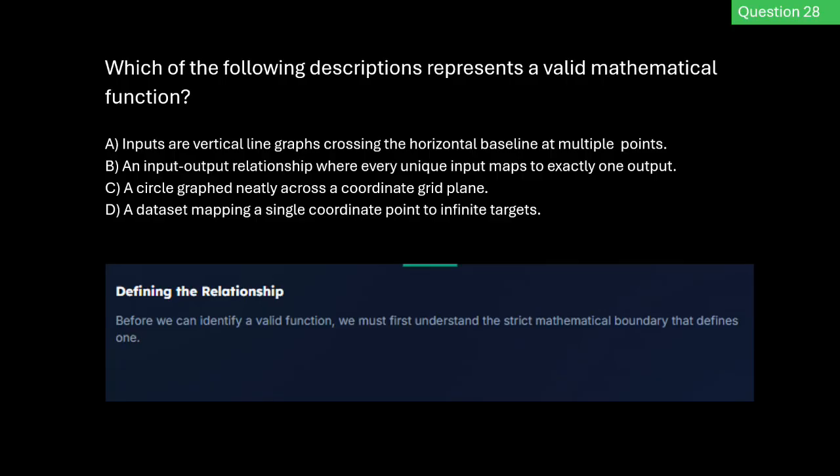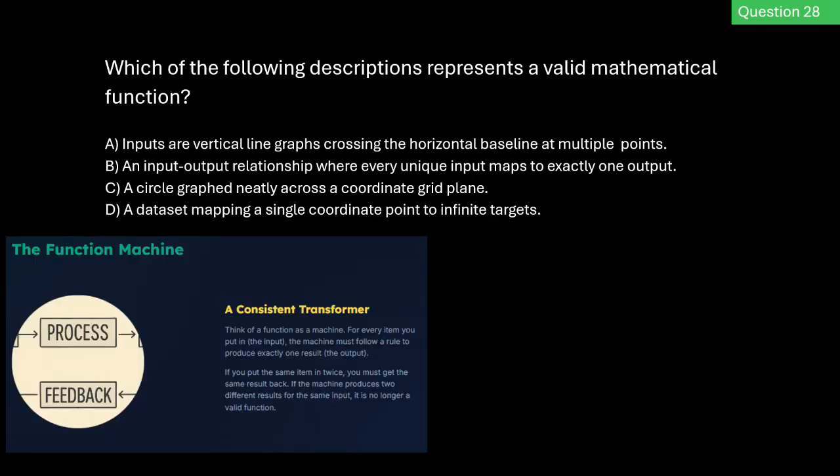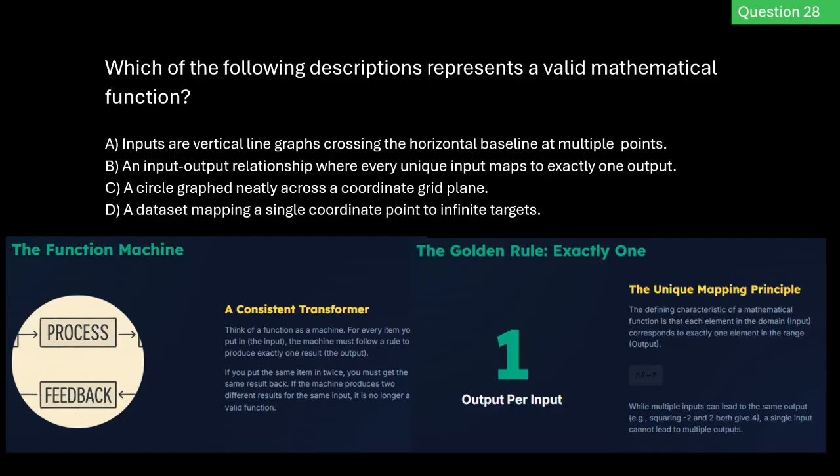The easiest way to visualize a function is to think of it as a machine, a consistent transformer. For every single item you put into this machine, the input, you must follow a dependable rule to produce exactly one result, the output. If you put the exact same item in twice, you must get the exact same result back. If your machine starts producing two completely different rules for the same input, it breaks the rule and is no longer a valid function.